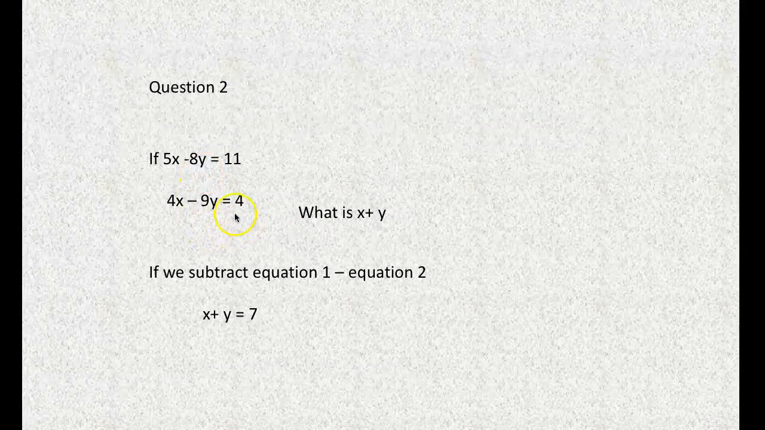So if we just look at the problem, if we subtract the two equations, equation 1 minus equation 2 would give you x plus y, which is 7.